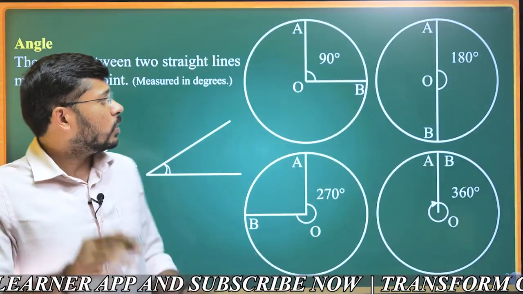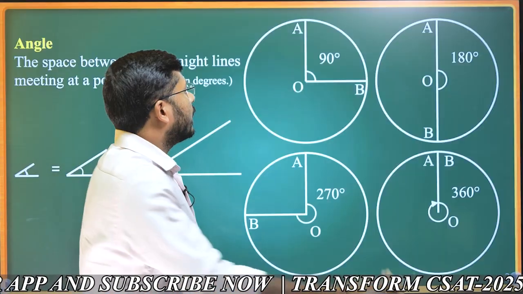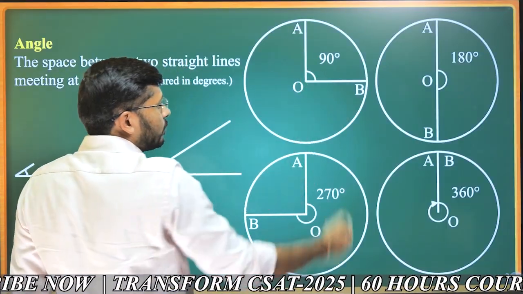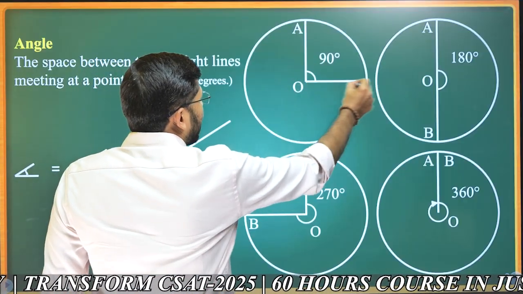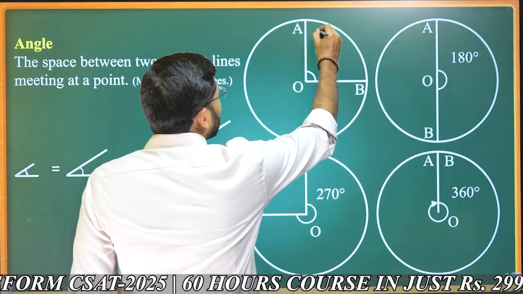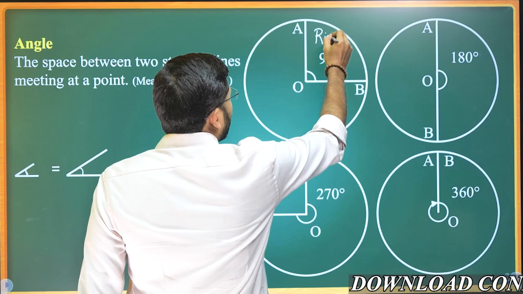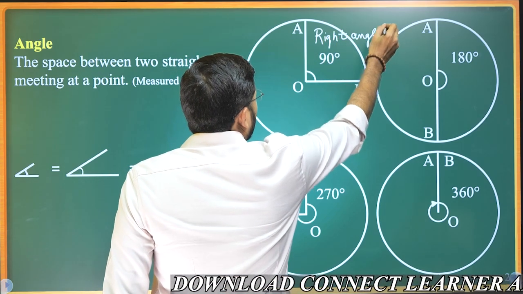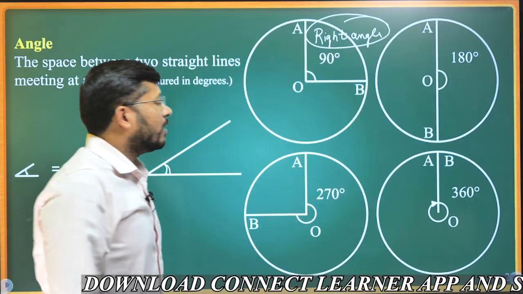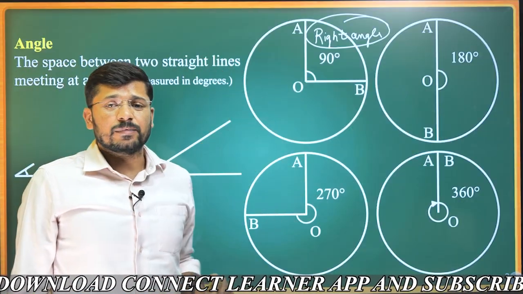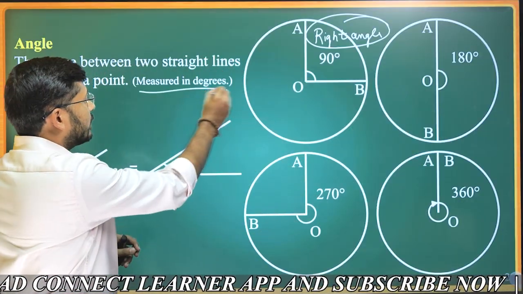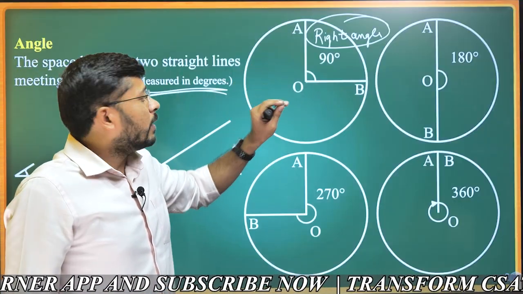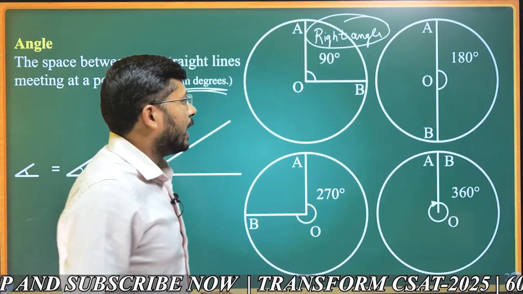Further, look at this diagram. Here 2 straight lines AO and OB are meeting here, and they are making a perfect L shape. It is called a right angle. When they make a perfect L shape, we call it a right angle, and it is said to be 90 degree. Angle is measured in degrees, and when 2 lines make a perfect L shape, the angle between them is said to be 90 degree.